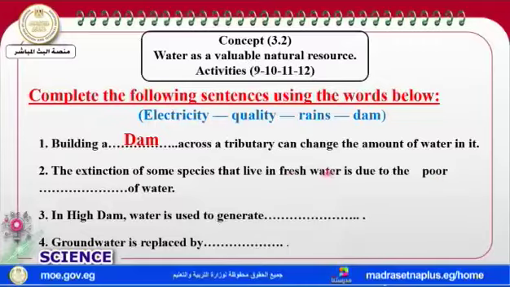The next one, the extinction of some species that live in fresh water. Some species of animals live in fresh water. That's due to what, my dear student? It's due to the poor quality of water.